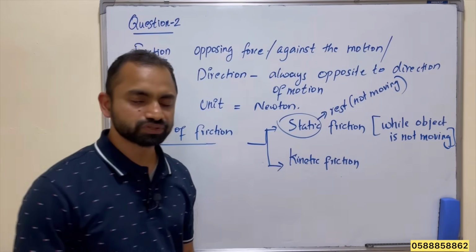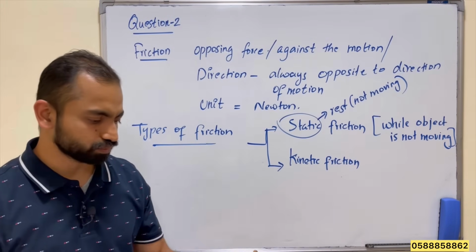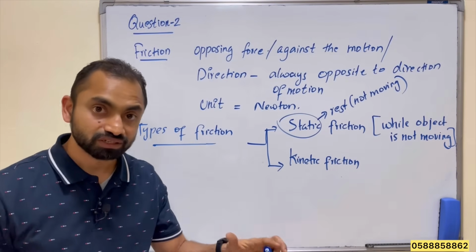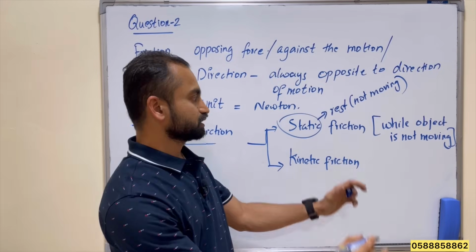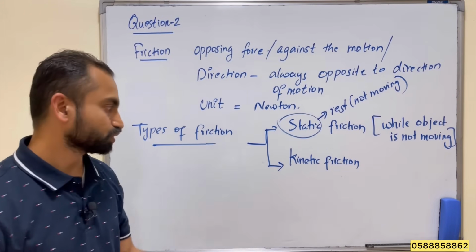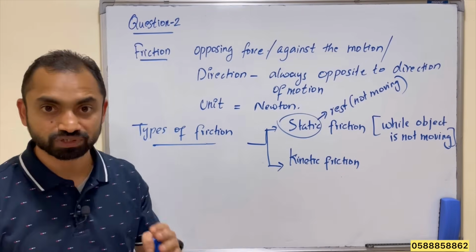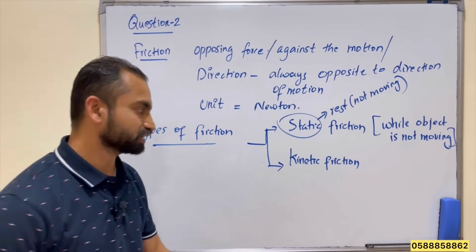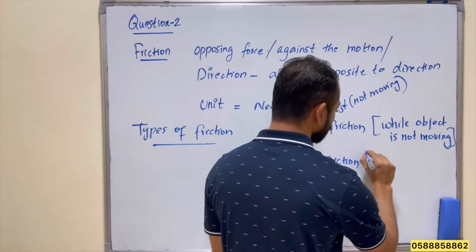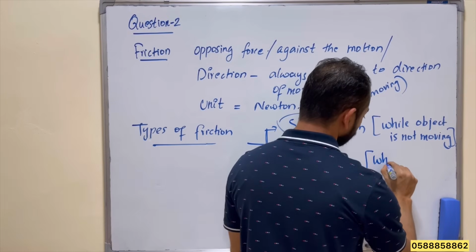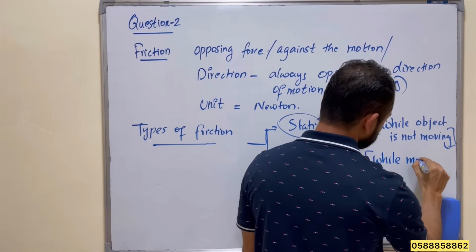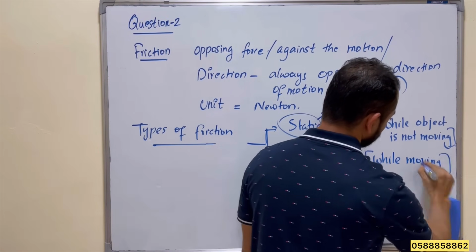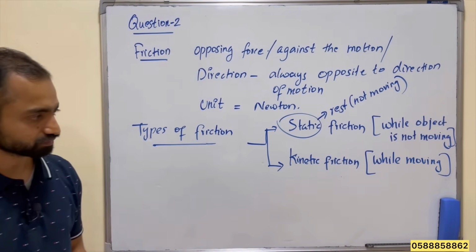The frictional force acting when the object is at rest. The object didn't start its motion. That is called static friction. What's the meaning of kinetic? Kinetic means motion. Kinetic friction means friction acting on an object while it is moving. While the object is moving. That is called kinetic friction.